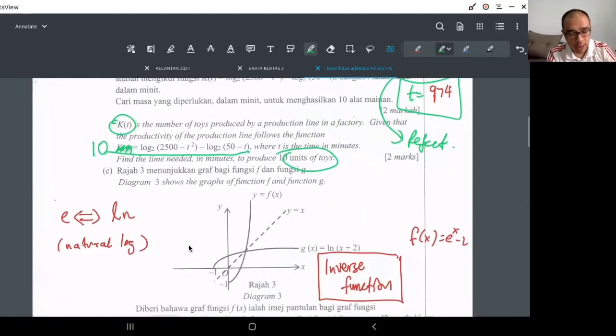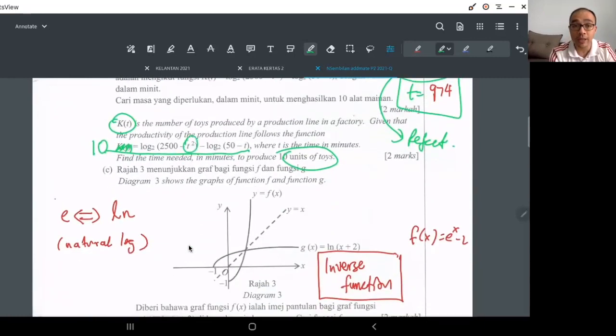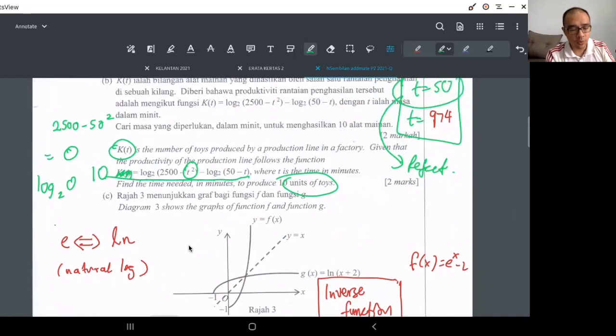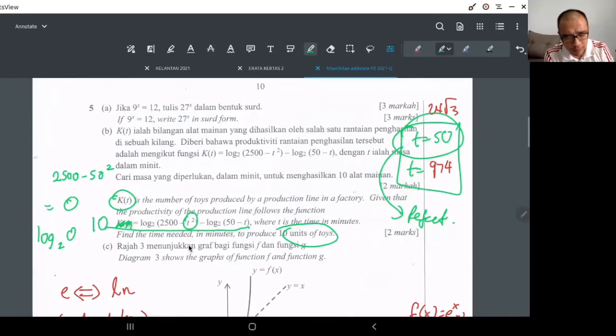Because when we substitute T equals to 50 over here, we will get 2500 minus 50 squared, which will give you 0. Okay, and there's no such thing as log 2, 0. Okay, log 0 will give you a math error. Okay, so, and you know, when I was doing this question, I was like, what? It's only 2 marks, you know, but you have to do everything, and then after that come to a conclusion.